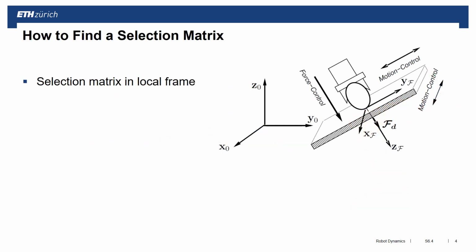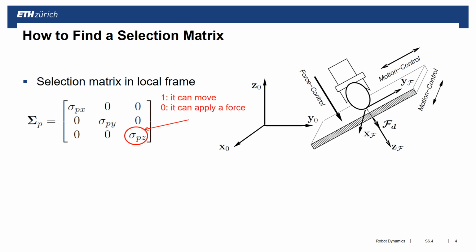These selection matrices can be found by defining a 1 if something can move, and a 0 if something can't move but it can apply a force. And this is of course in an end effector frame. If you look at this end effector frame here, which is aligned with the task, we can easily define that in z direction we can apply a force but no motion, while in x and y we can define motion but no forces.